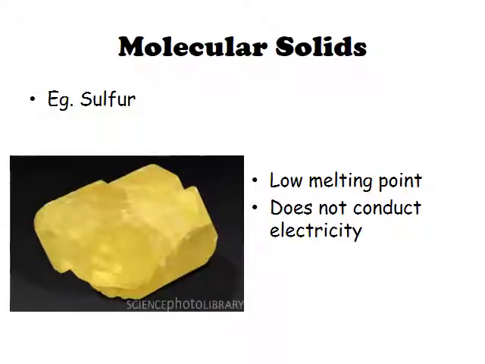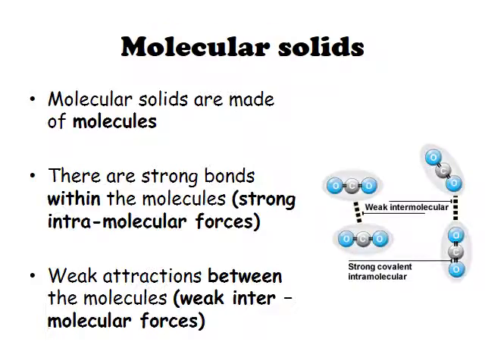An example of that is sulfur. So sulfur has a low melting point and does not conduct electricity. So why is this? Well, molecular solids are made of molecules. Again, it's in the name. And there are very strong bonds within the molecules. And we call these bonds intramolecular bonds or intramolecular forces. And they're very strong. However, there are then weak attractions between the molecules of sulfur, or in this case, carbon dioxide. And we call these weak intermolecular forces.